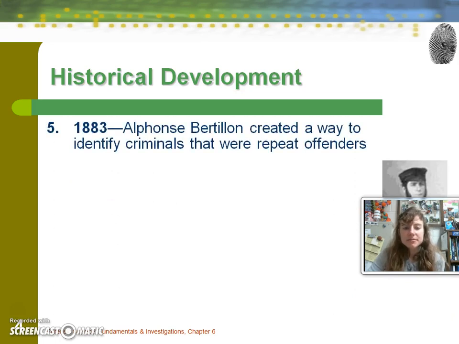Okay, 1883, a guy named Alphonse Bertillon created a way to identify criminals that were repeat offenders. You know what? This was kind of a step in the wrong direction. There's something called the Bertillon system, which used body measurements, like, for example, wingspan, the dimensions of the face, to try to identify a human.